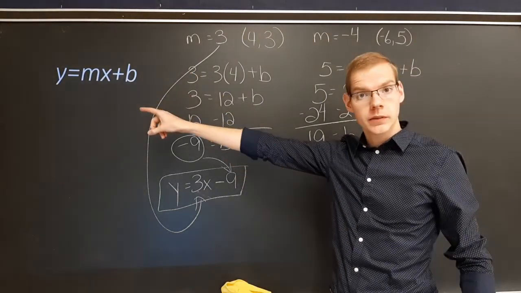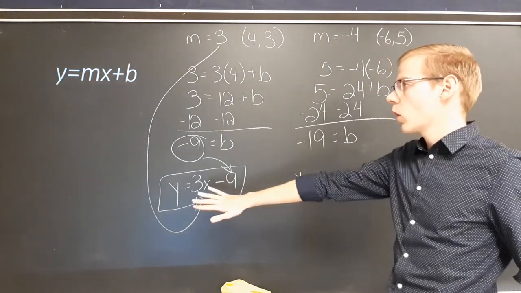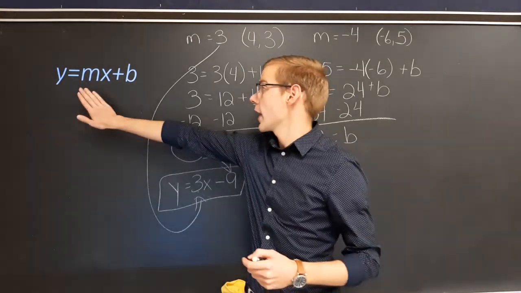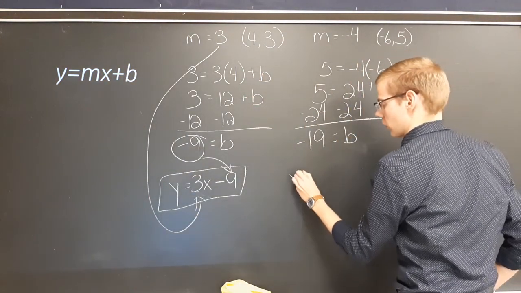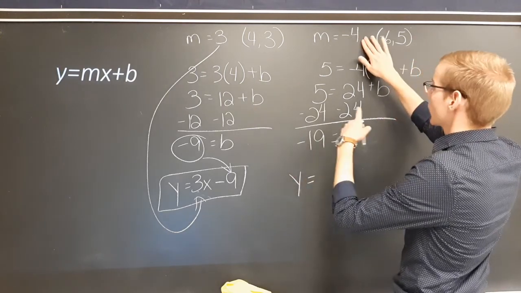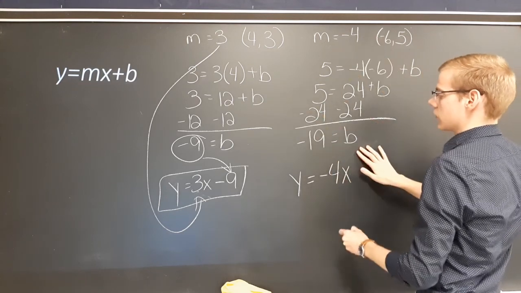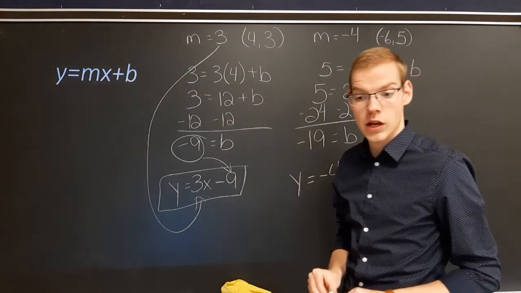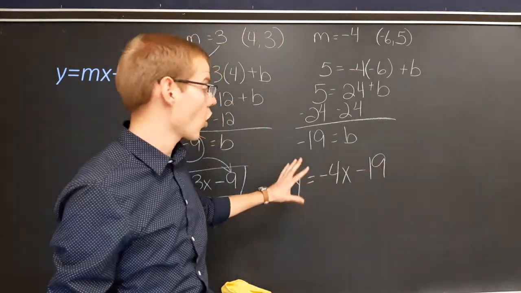Take that formula and write your y. Your y and your x stay. All we're filling in as our answer is the m and the b. Let's do this. Y equals our m, which is negative 4, x stays, and we have negative 19 as our b. So this is what we'll be doing with all of them.